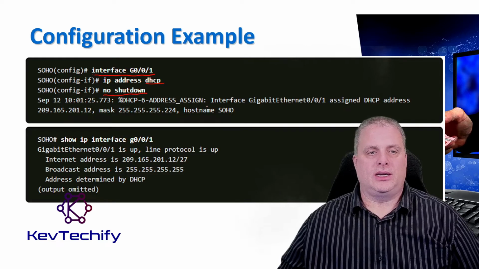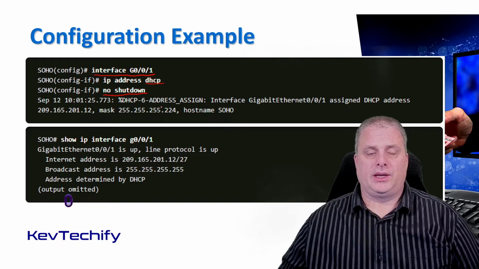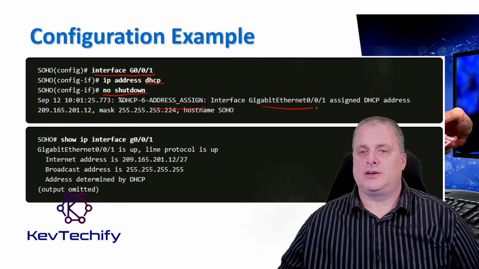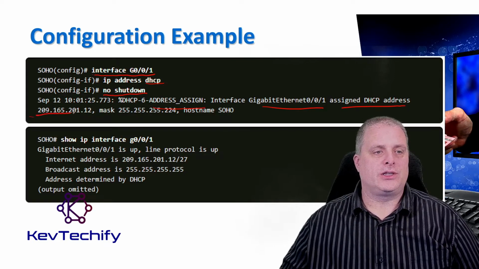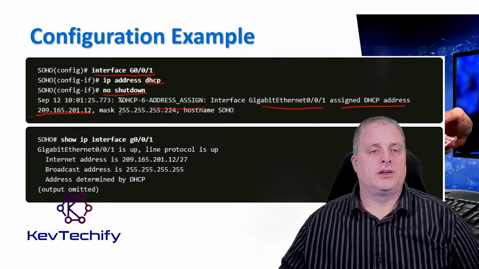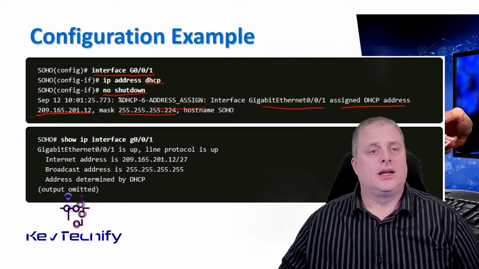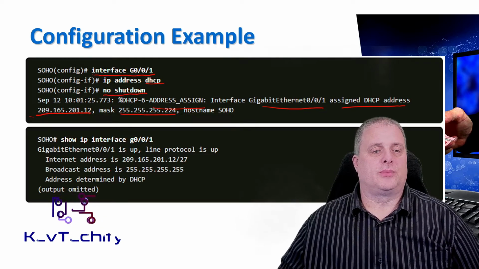And as you can see here, we get a system update, address assigned. So on this interface, assigned DHCP address of this. This is the address we got from our ISP. Here's our mask. That's after the DORA process is completed.